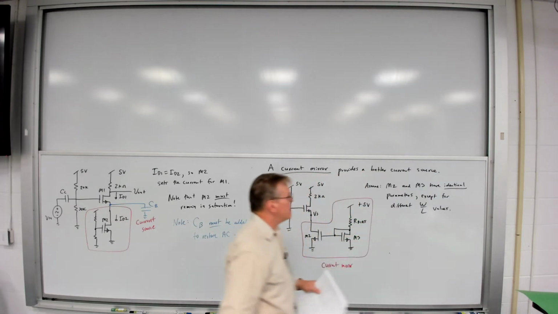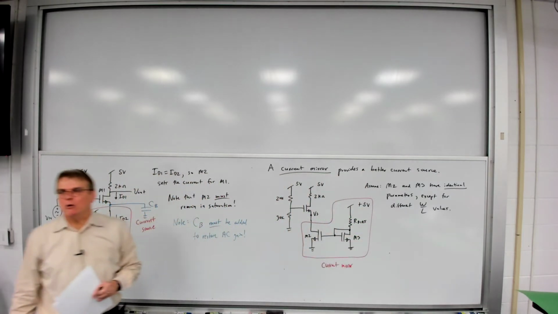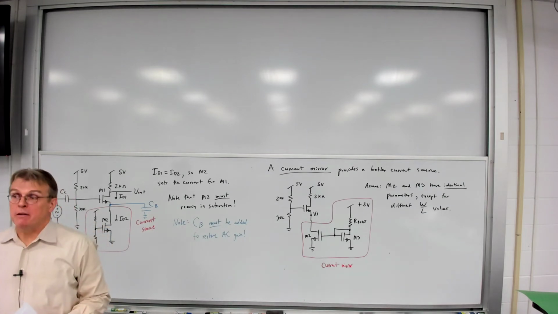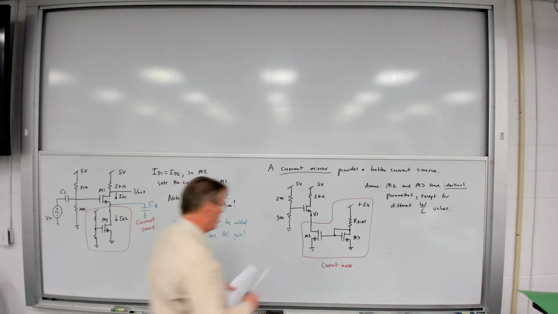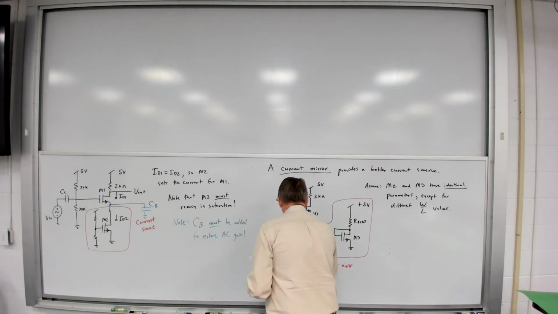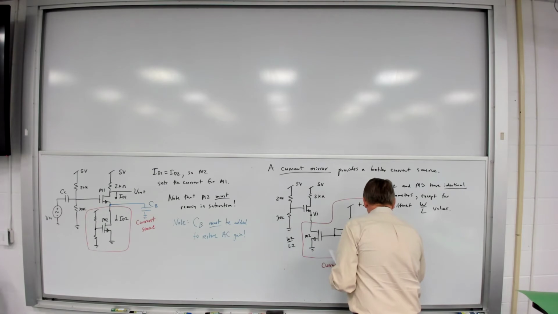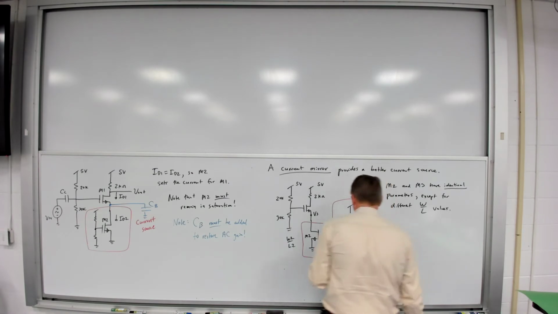I'm going to assume that M2 and M3 have identical parameters except for having different width to length values. They have different geometries. So I'm going to say this has W2 over L2 for M2, and this has W3 over L3 for M3.